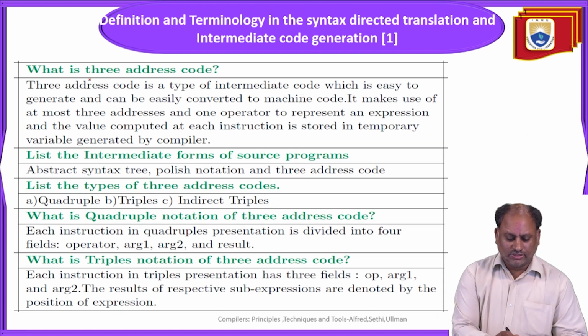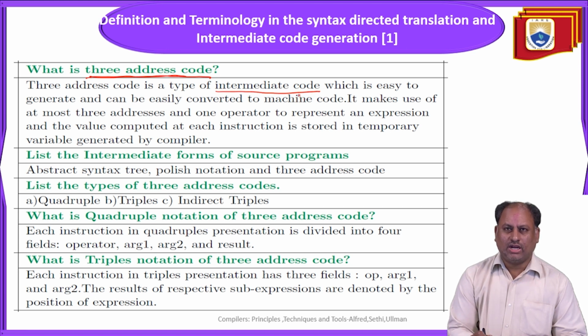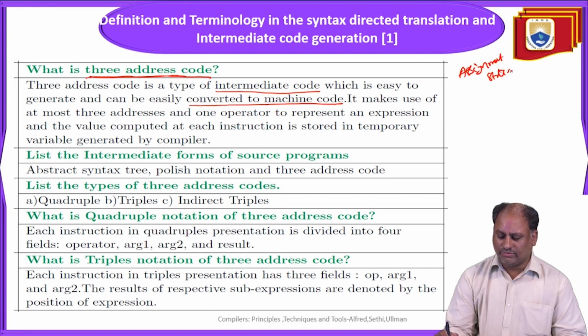And what is a 3-address code? 3-address code is a type of intermediate code which is easy to generate and can easily be converted into machine code. That means the given statement, suppose if any assignment statement is described, that is to be verified with the number of operators and operands.